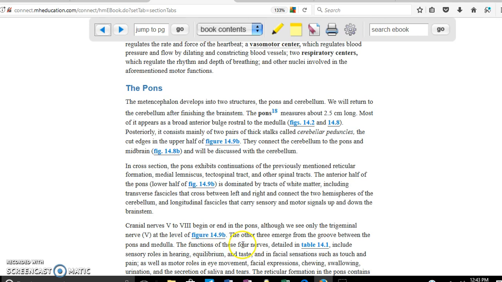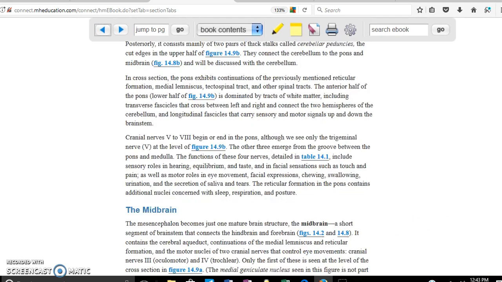So if you look in here, you can see functions in hearing, equilibrium, right? That's number 8. Taste, right? Facial sensations with number 7. Okay, so then those are the functions of the pons. Again, if you know the cranial nerves, you know the functions.